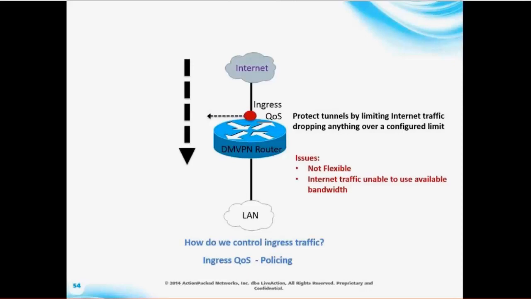Now, the downside to this is it's not very flexible. What we have policed is a hard-coded limit. There's nothing that allows us to have our casual internet traffic adaptively be able to consume unused bandwidth if the tunnel doesn't need it. So it's always locked in, and we don't have much control over that. So definitely this works as well, but I would use this as a backup option.